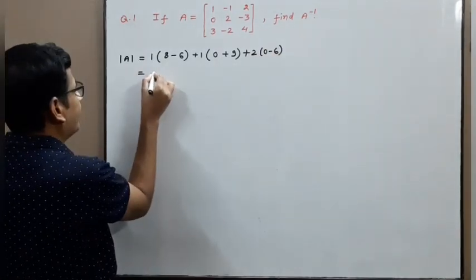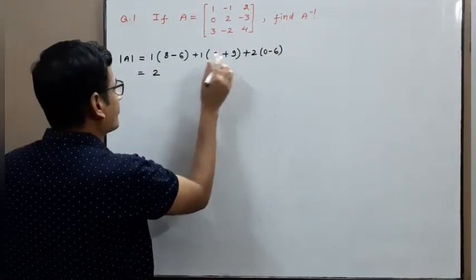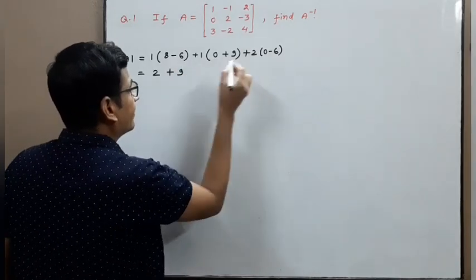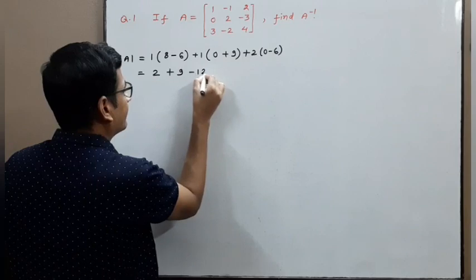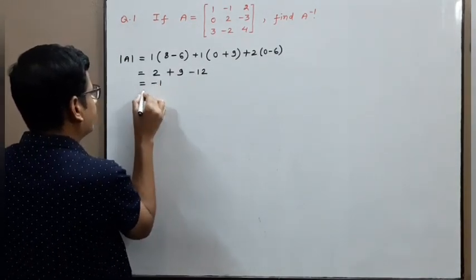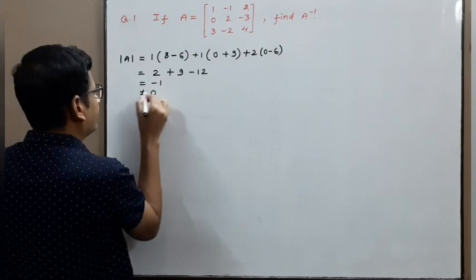Now simplify. 8 minus 6, 2, plus 9 and minus 12. 9 and 2, 11, minus 12, minus 1. So determinant A is not equal to 0.